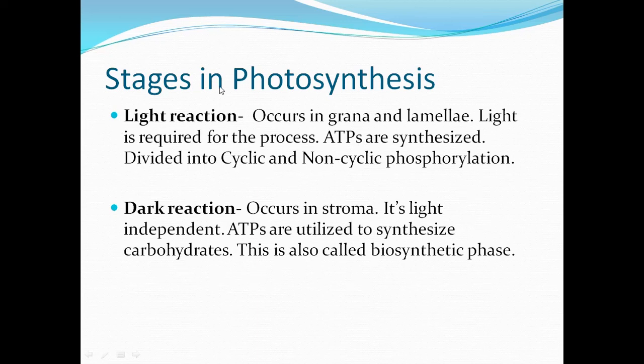Now, stages in photosynthesis. There are basically two stages in photosynthesis, namely light reactions and dark reactions. Now, light reaction occurs in grana and lamellae. Grana consist of thylakoids, and lamellae connect the two consecutive grana. Light is required in this process. That is what is called light reaction.